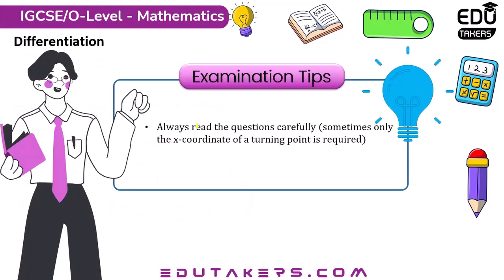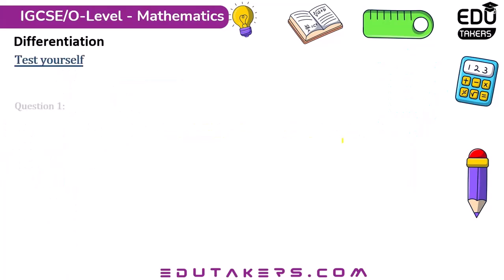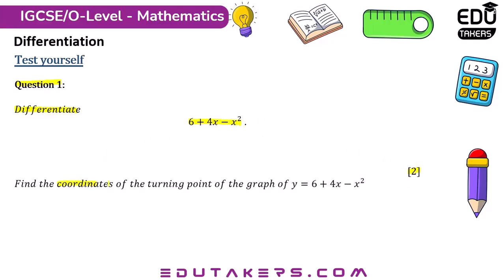Examination tip: always read the questions carefully. Sometimes only the x coordinate of a turning point is required. Test yourself. Question number 1. Differentiate 6 + 4x - x^2. It's a 2-mark question. Find the coordinates of the turning point of the graph of y = 6 + 4x - x^2. It's a 2-mark question.